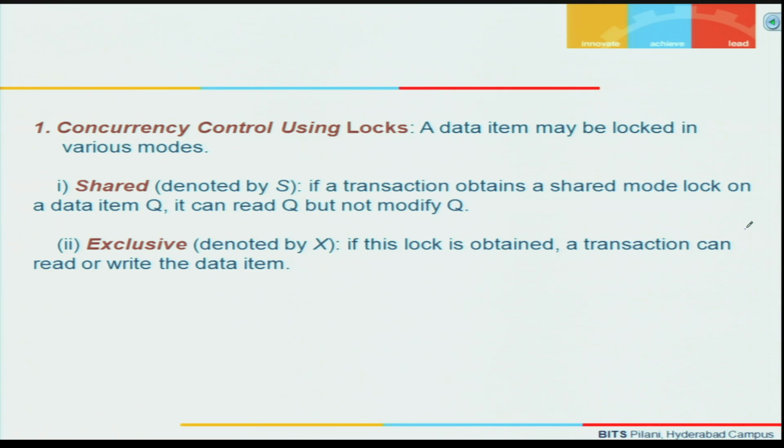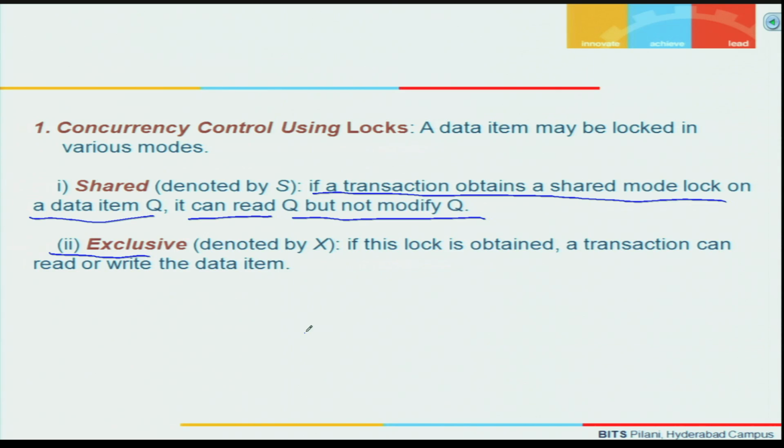First, we will discuss concurrency control using locks. A data item may be locked in various modes, shared mode or exclusive mode. If a transaction obtains a shared mode lock on a data item Q, it can read the data item Q, but it cannot modify it. And if a lock has been acquired in exclusive mode, a transaction can perform both read and write operations on the data item.